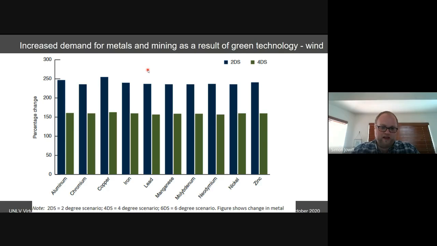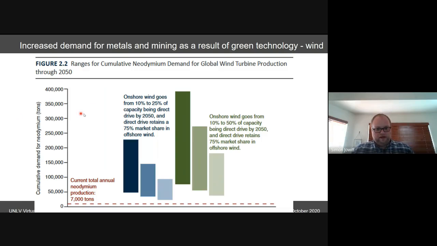If we look at an individual element, hopefully here we go. This is neodymium. Rare earth element. It's used in magnets in wind turbines, used in magnets in electric vehicles, used in magnets in laptops and hard drives because it makes those magnets essentially stronger. So what we have is current annual neodymium production of about 7,000 tons a year.